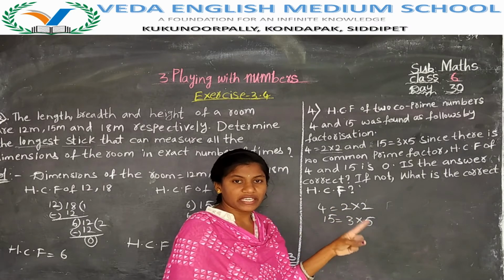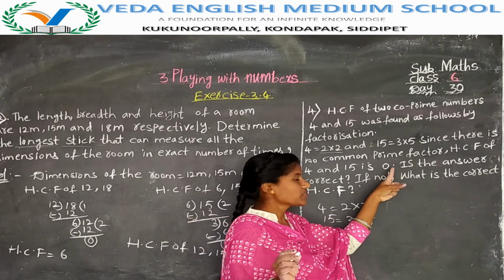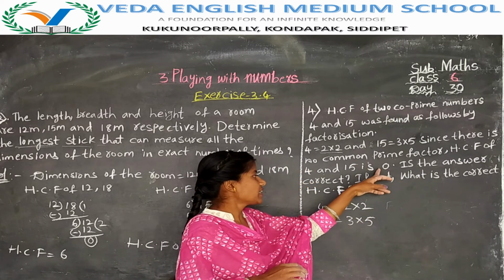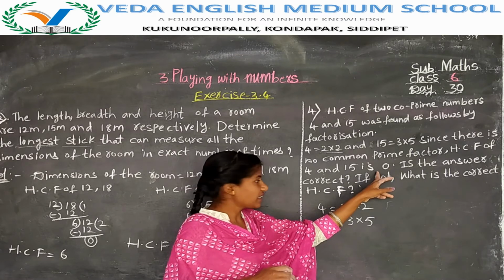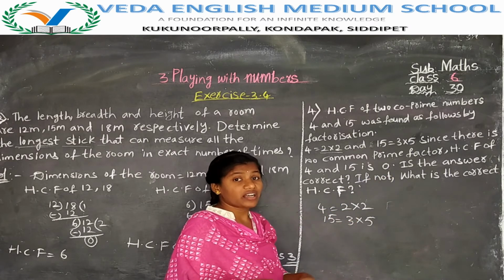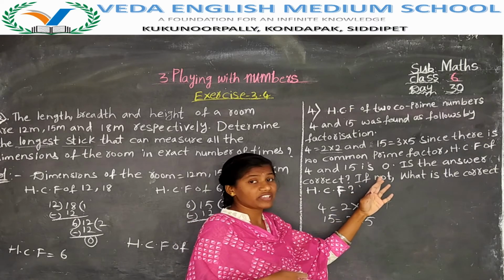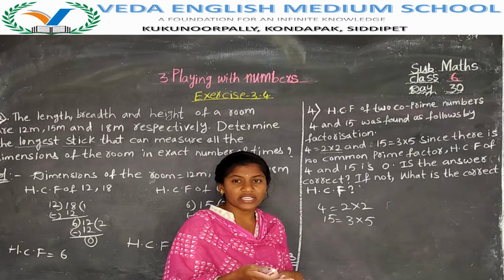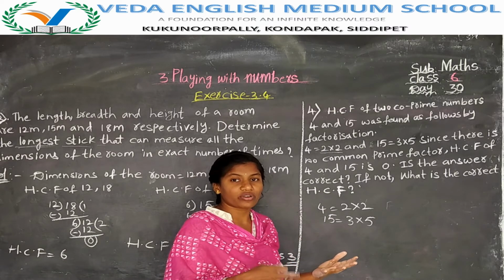They are saying the HCF of 4 and 15 comes out as 0. Is the answer correct? Now they said that the answer is 0. If that is correct, how is it correct? If that is wrong, how is it wrong, and what is the HCF of 4 and 15 that we have to find?